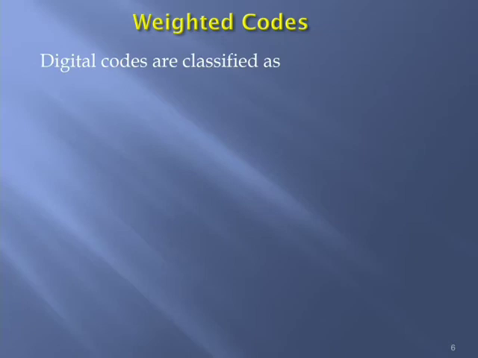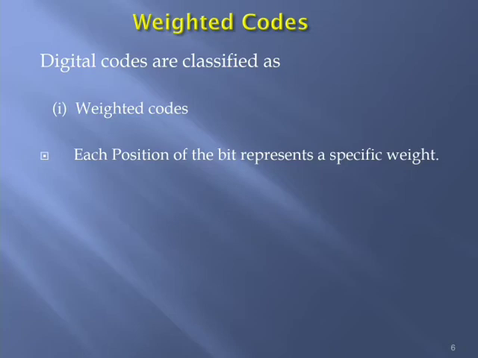Next we will see something about weighted codes. Digital codes are classified as weighted codes, and in these weighted codes each position of the bit represents a specific weight. For example, 8421 or BCD code, or octal or hexadecimal or even decimal and binary. All these codes happen to be weighted codes.